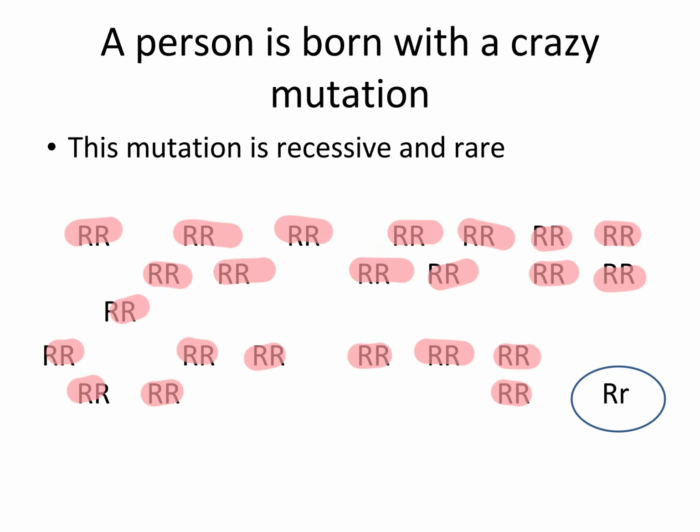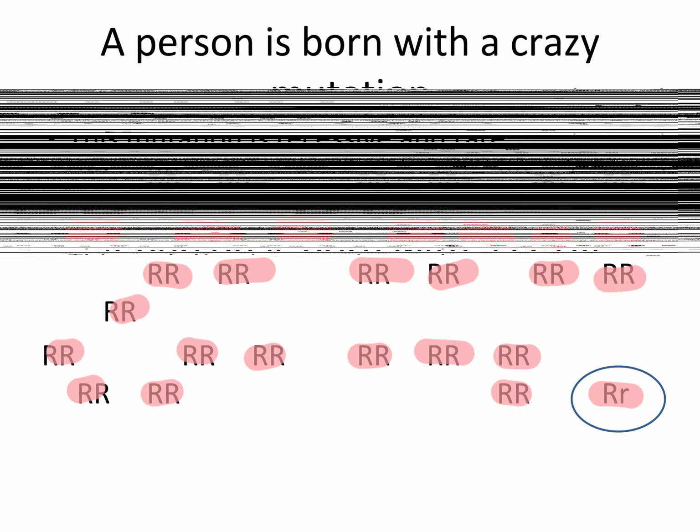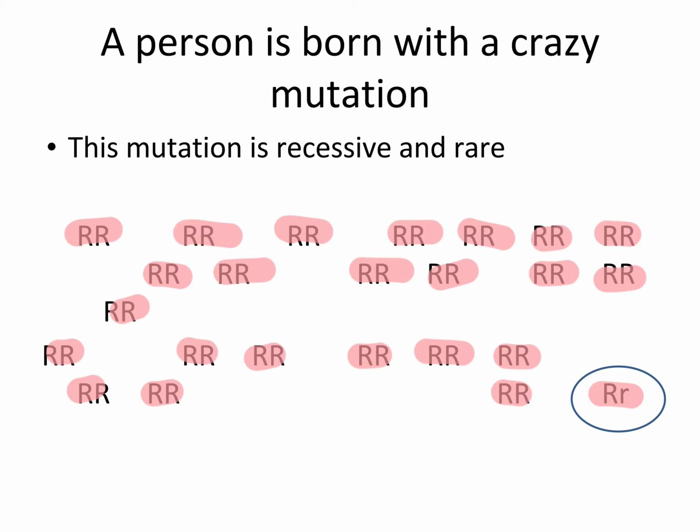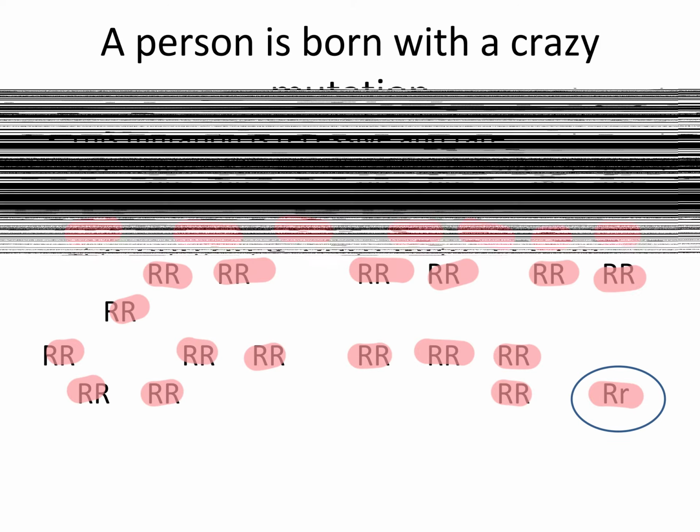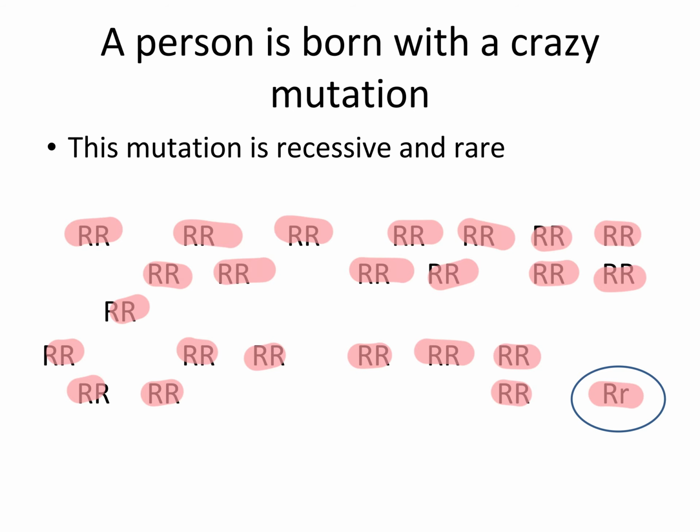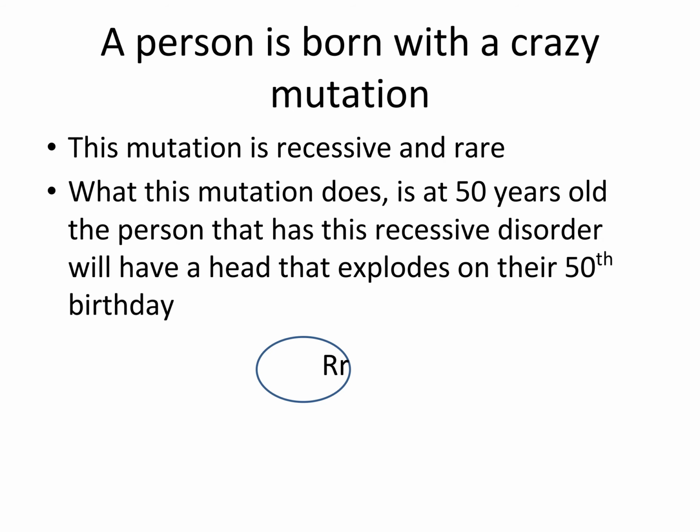But it just so happens that a person is born in the population that has a new genetic disorder, and the genetic disorder is recessive. So they have a good copy of the gene and a mutant recessive copy. What that recessive copy does isn't found out till later. In life, it turns out that when they turn 50 years old, if you have two bad alleles, your head explodes. So on your 50th birthday, you blow out the candles, and then your head explodes. A very, very bad disorder.